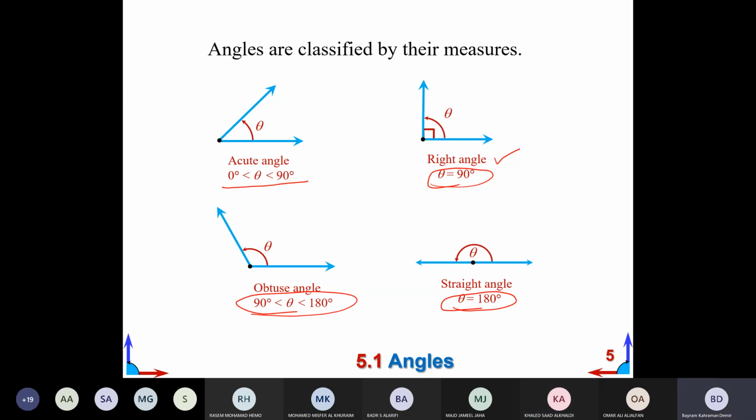Looks like you learned a lot about angles in high school, sir.